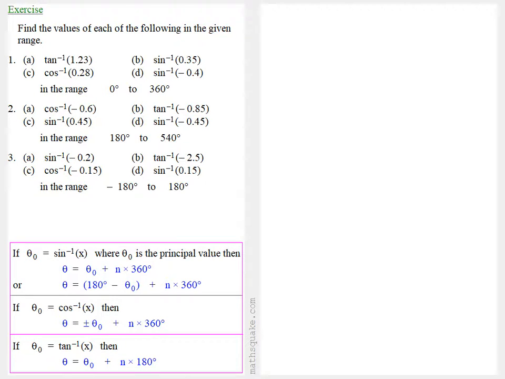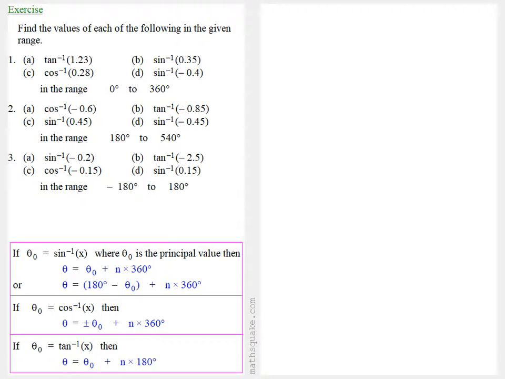Okay, the important thing to remember in this exercise is when we're trying to find the inverse sine, we use our calculator to get the principal value theta naught. We then have two important values, theta naught and 180 minus theta naught. All other values are those two plus n times 360 degrees, where n is any integer.